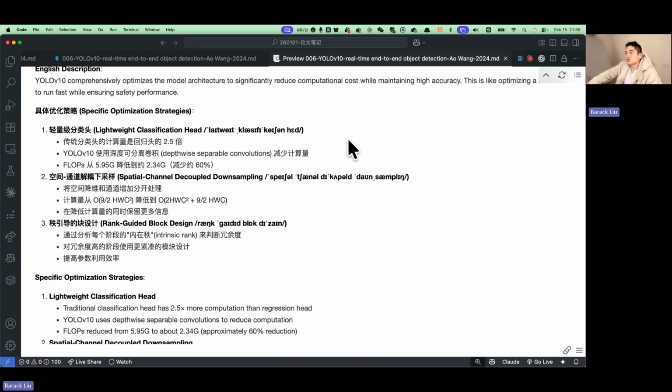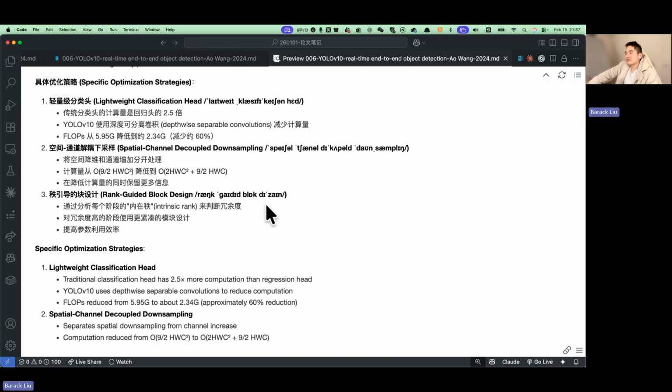Specific optimization strategies: lightweight classification head, spatial-channel decoupled downsampling, rank-guided block design. I feel that I have no idea what this strategy is about.